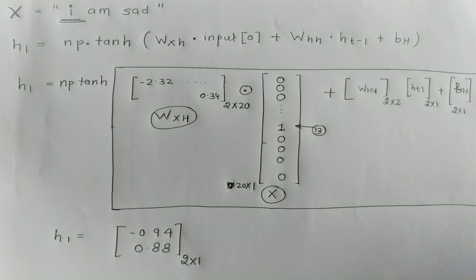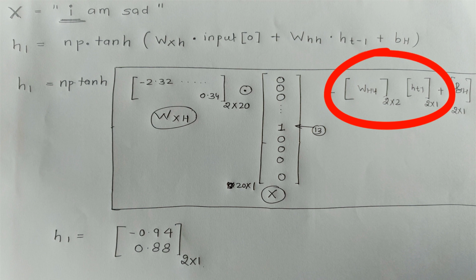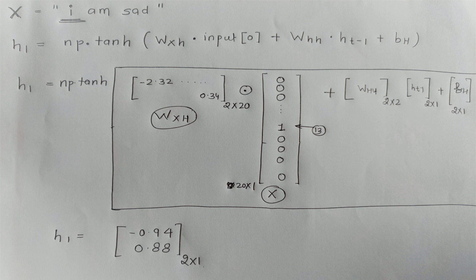Next up, I have WHH multiplied with H of t minus 1. So a 2 cross 2 matrix multiplied with a 2 cross 1 matrix would result into a 2 cross 1 matrix. Similarly, the bias term that I have, which is again a 2 cross 1 matrix, would add up together to give me the final state, which is H1, and the value of H1 is minus 0.94 and 0.88. It's again a 2 cross 1 matrix.